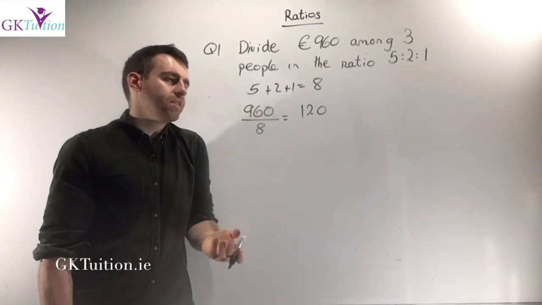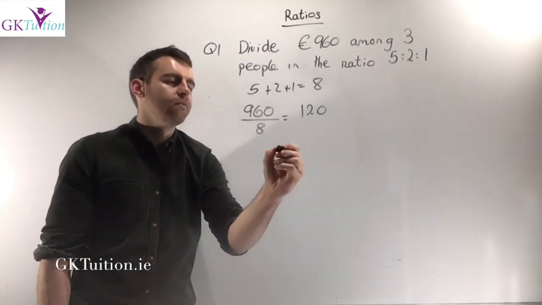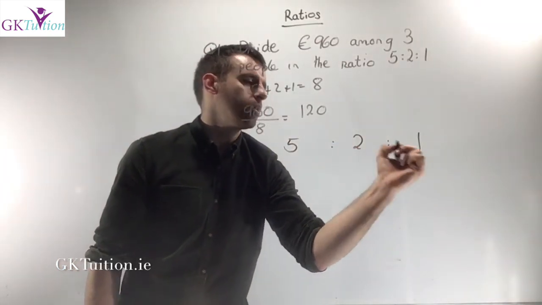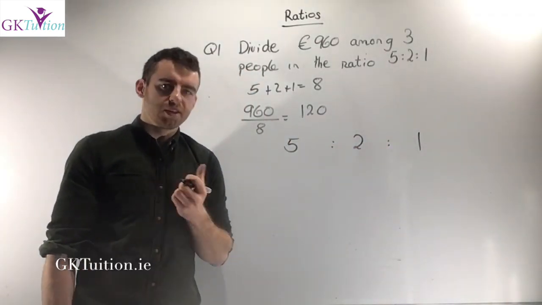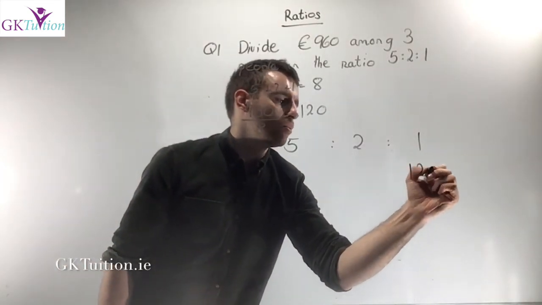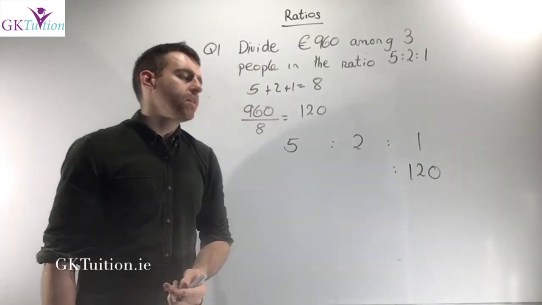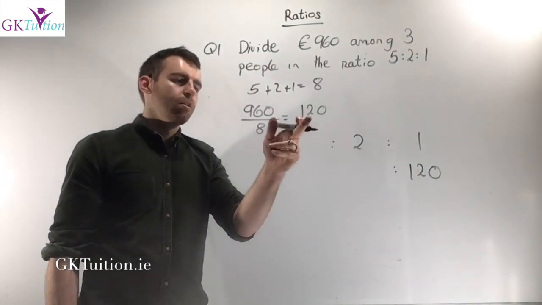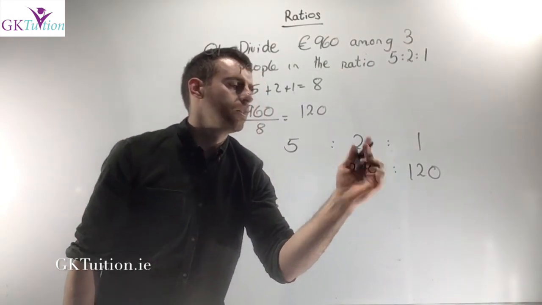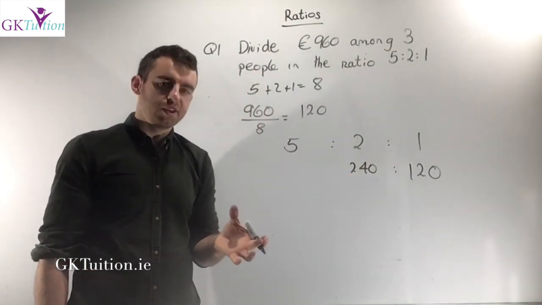And now I can relatively easily divide that in a ratio of 5 is to 2 is to 1. I know the first person gets 5 eighths, the second person gets 2 eighths, the third person gets 1/8. So clearly the third person is getting 1/8, which is €120. The second person is getting 2 eighths. 120 multiplied by 2 is 240. So this person is going to get €240.